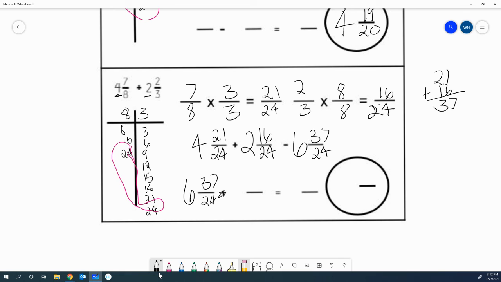Again, we don't need that subtraction sign. I guess you could use it. Because remember, you're going to take out 1 whole to give to your 6. So you're going to say 24/24. I'm going to pull out 24/24 and give it to my 6. So 6 plus 1 is 7. Now we've got 37 minus 24 is 13. 7 and 13/24 is correct. I hope that's what you got.